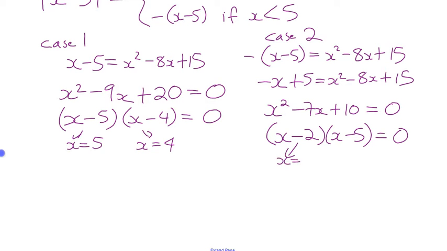Okay, so we got x equals 2, and we got x equals 5. So twice we have 5. Now here's why. Why don't you reject? Well, this is case 2, and it says x has to be less than 5. This isn't. It happens to be equal to, right? That's why it's best just not to reject. Let's just check them all.